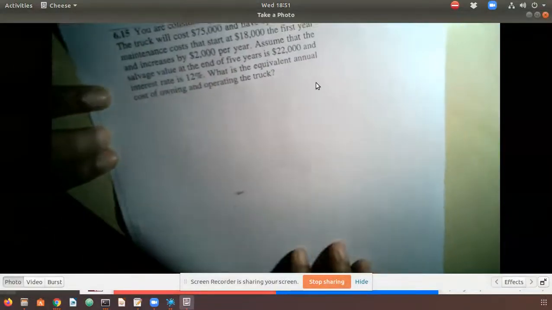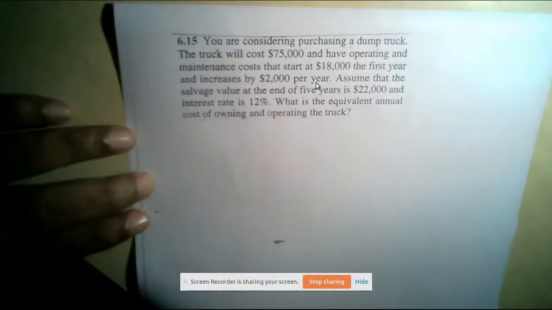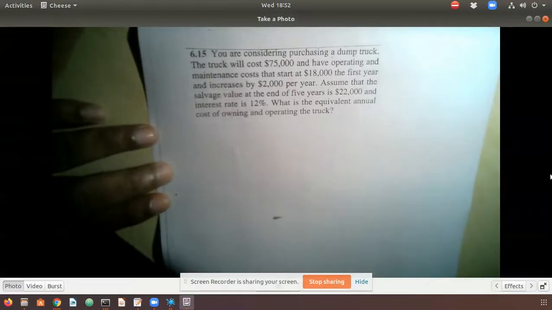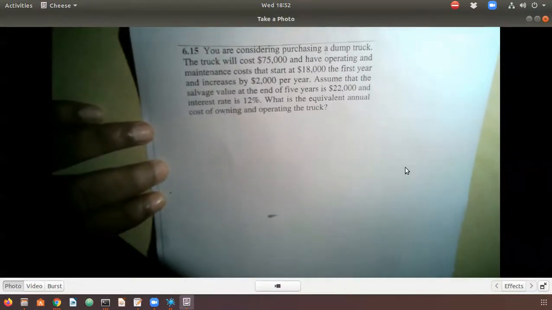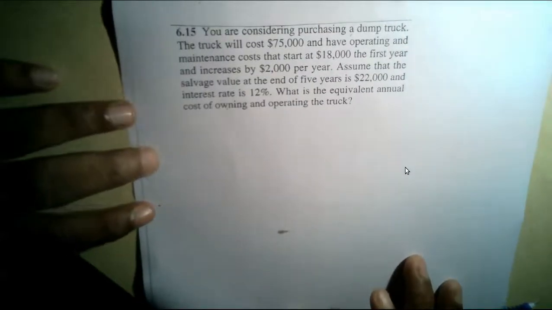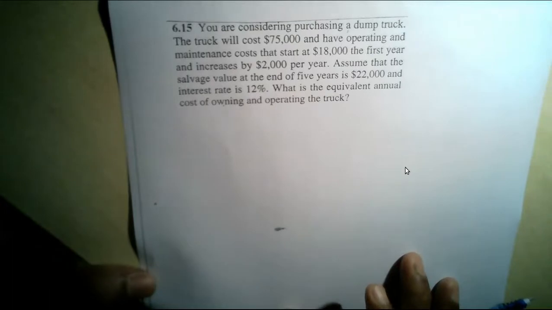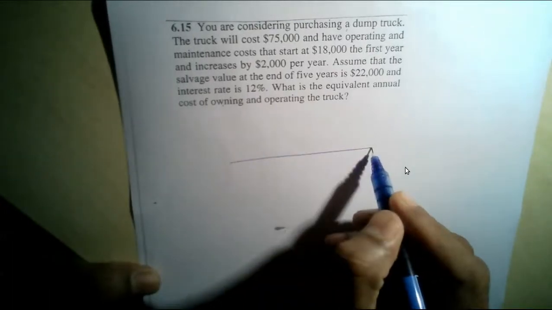Hello everyone. Welcome to a quick video about calculating the annual equivalent cost. So, this is the video. Just have a look at this question and I'll try to quickly solve it and explain how to do this. Here we have the question: purchasing of a dump truck, and the truck will cost. So, let me begin by drawing the diagram.